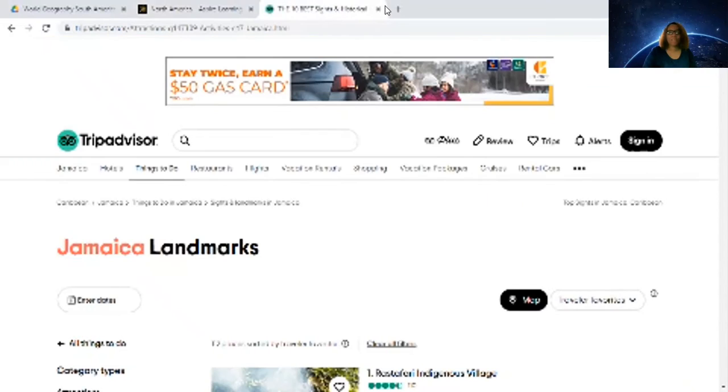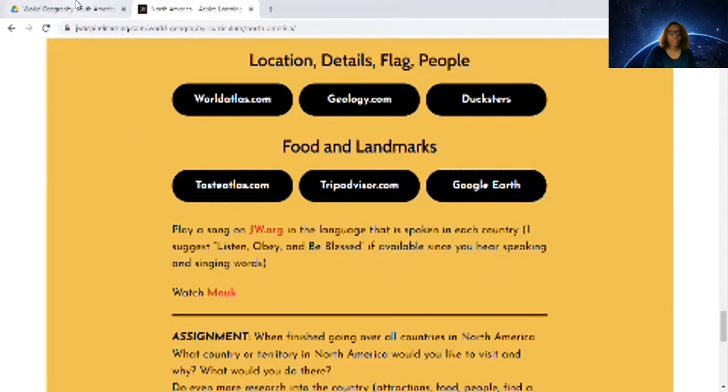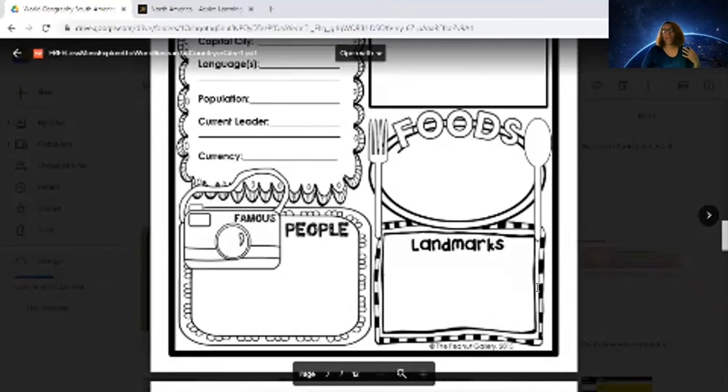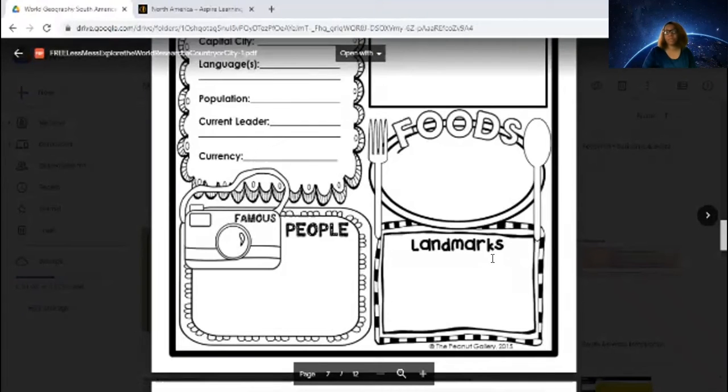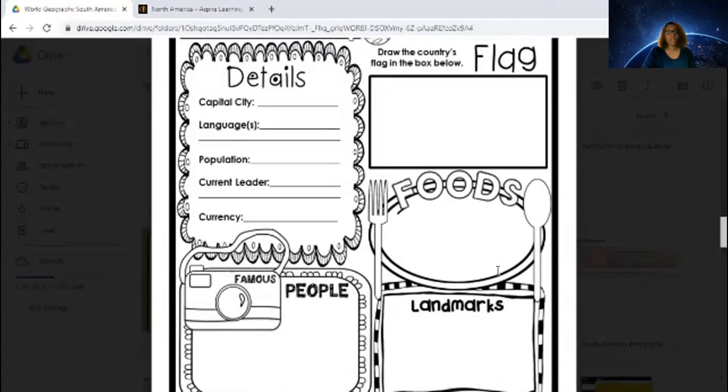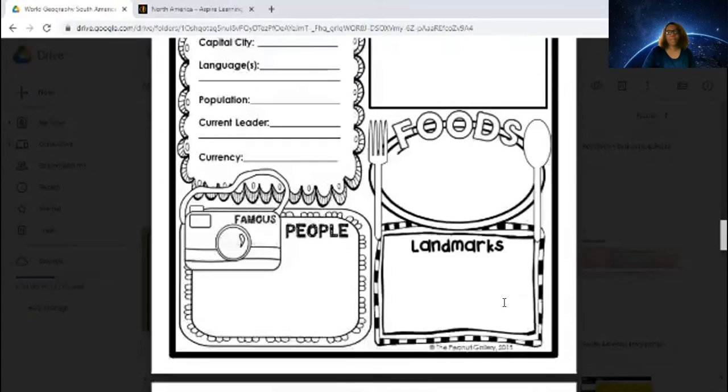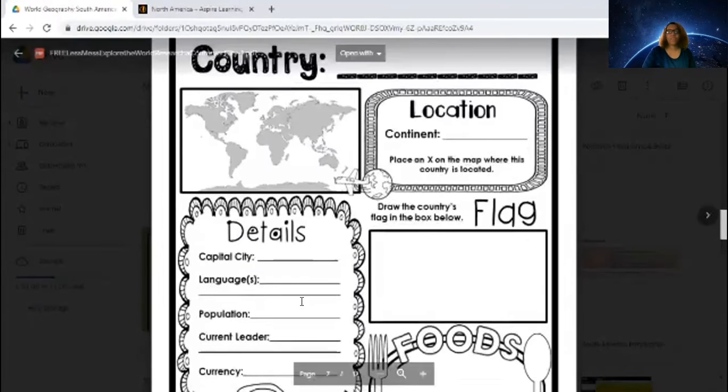The kids like to play around with that. And then that's it. I usually try to do about 3 popular landmarks. If you can't find 3, that's fine, but at least 1. And that's how you complete this worksheet here.